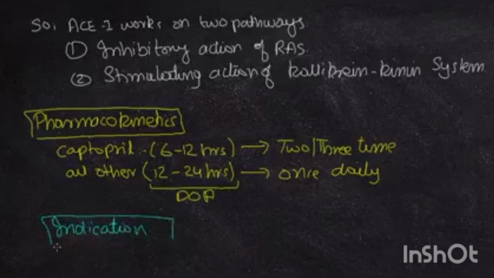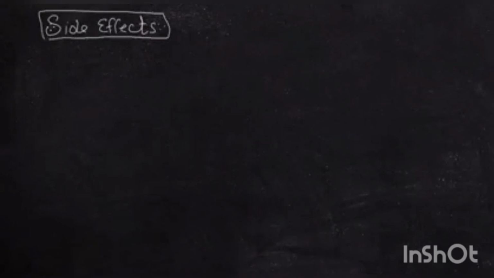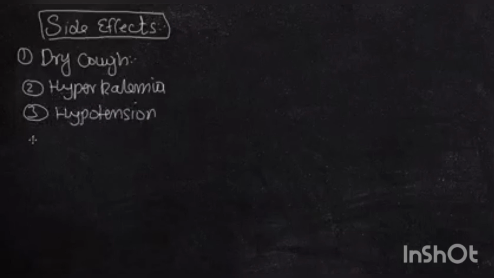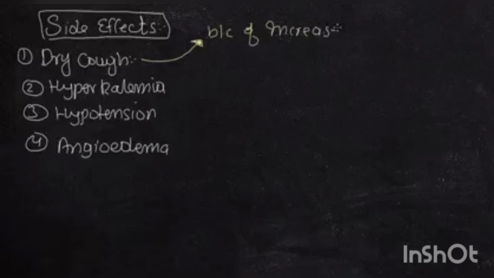Next is the indication of ACE inhibitors. They are given in hypertension, congestive heart failure, and after myocardial infarction. The important side effects of ACE inhibitors are dry cough, hyperkalemia, hypotension, and angioedema. Dry cough is associated with increased bradykinin.